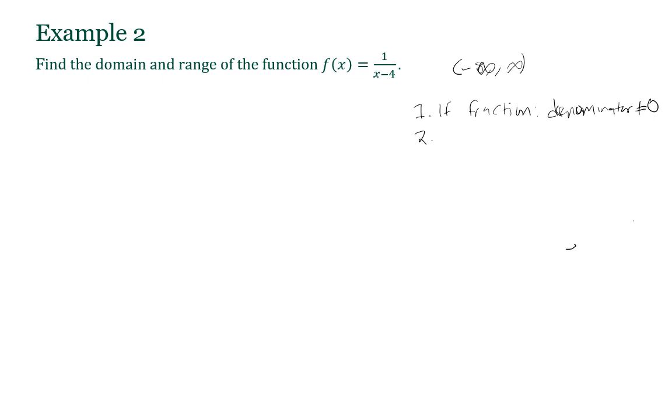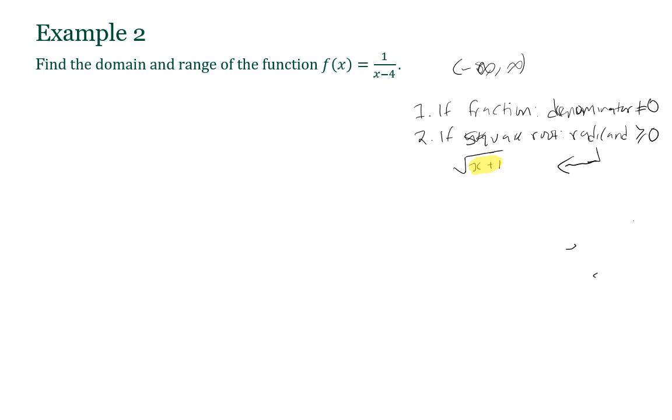And the second is that if we have a square root, in this case we want the radicand to be greater than or equal to 0. The radicand is just what is inside, under the square root. So for instance, if we have square root of x plus 1, the radicand is just this x plus 1. So this is in general what we have to do. So let's look at this example.